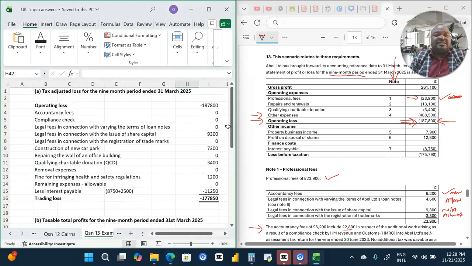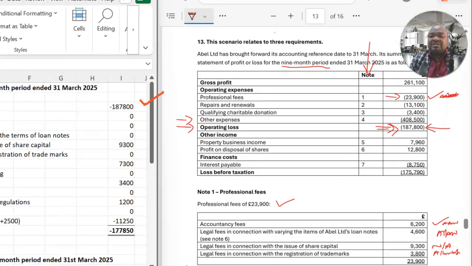So, tax adjusted loss for the 9-month period ended 31 March 2025. We start with the operating loss because the examiner said, please use my figure. Start from the loss. Being a loss, it is a negative figure. So we started with it. This is the same loss we are talking about.